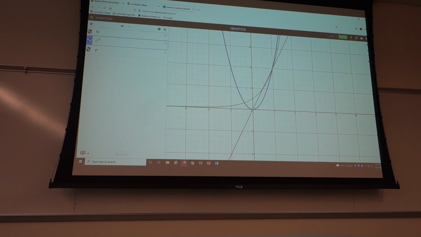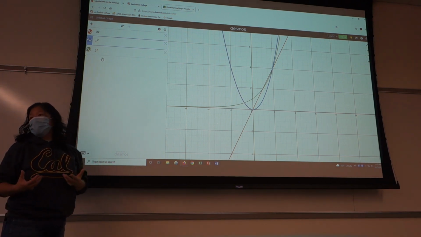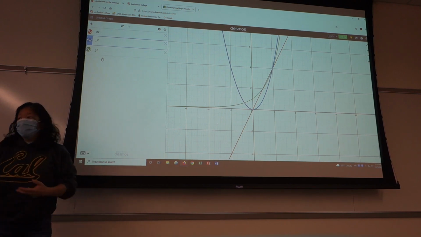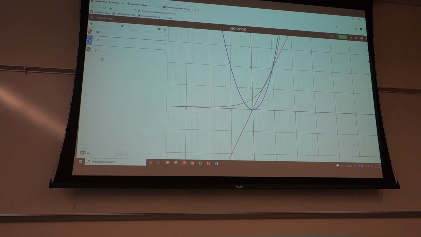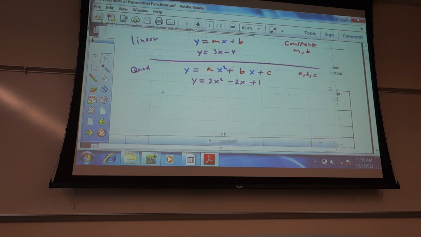But you'll see over here, my 2's, those are the constants. If you look over to the right, the 2x, the x to the second, 2 to the x, those are my constants. 2 is my constant. Once you find out what the constant is, then you have the equation. So here my constants for quadratic are a, b, and c.